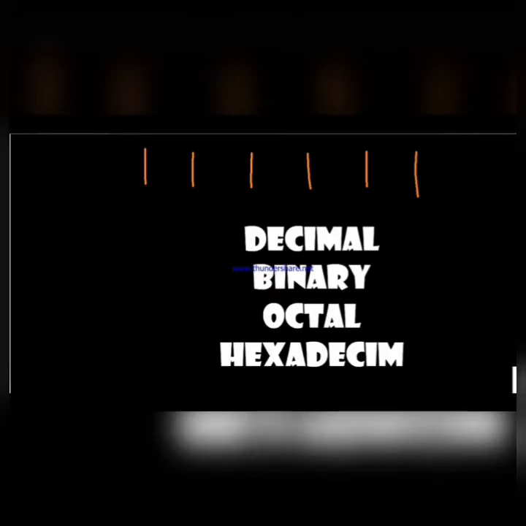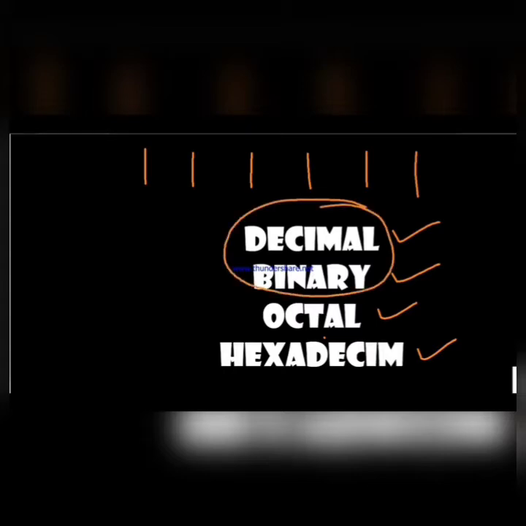To overcome these limitations, many number systems were introduced with the passage of time. Basically, we have four number systems: decimal, binary, octal, and hexadecimal. In this video, we are only going to learn about decimal and binary number systems. So let's start with the decimal number system.